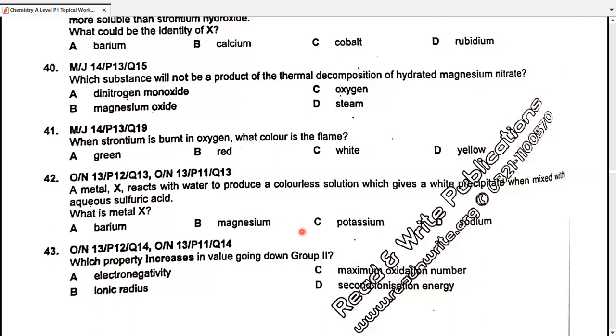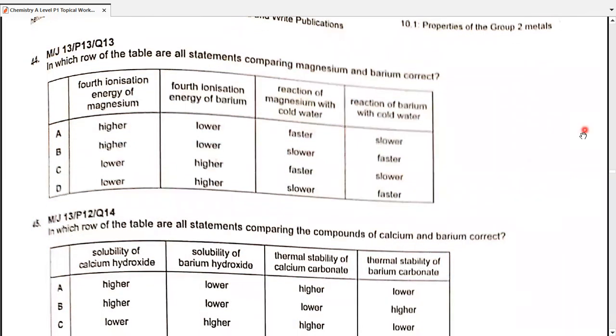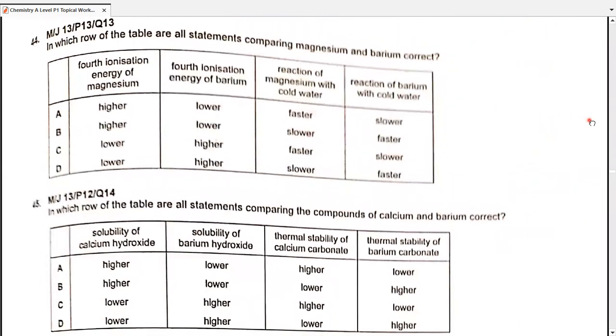Okay, let's move on. Yeah, that's a good one. 44. Fourth ionization energy of magnesium, third ionization energy of barium. Reaction of magnesium with cold water, reaction of barium with cold water. Reaction of magnesium with cold water would be slower. Reaction of barium with cold water would be faster. So B or D? But you need to choose one of them.